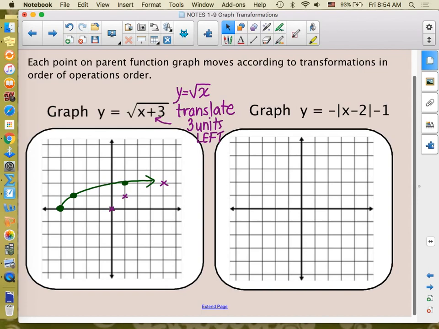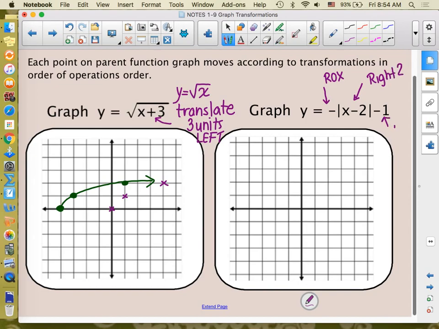All right, the second one has every transformation we're going to expect you to be able to do. I have to take the parent function and reflect it over the x-axis. This is a translation of right 2 units, and this is a final translation of down 1. Now, order of operations wise, here's what I need to do. I need to think of what would happen to x so I do my transformations in the correct order.